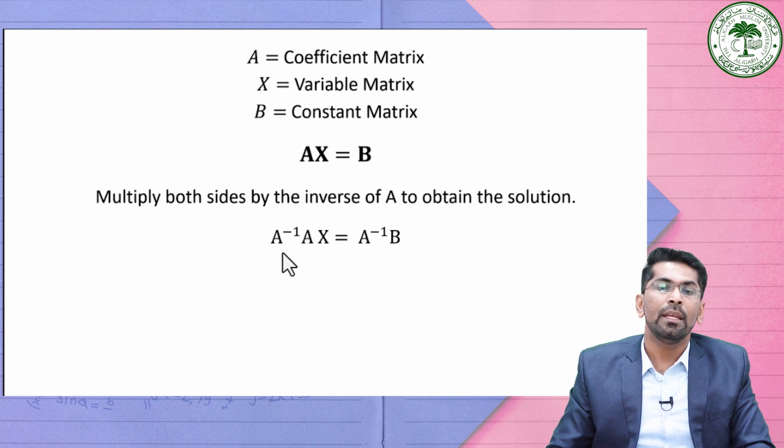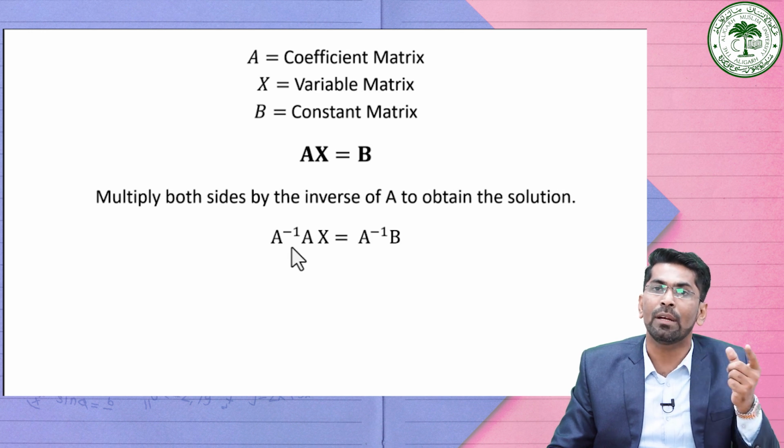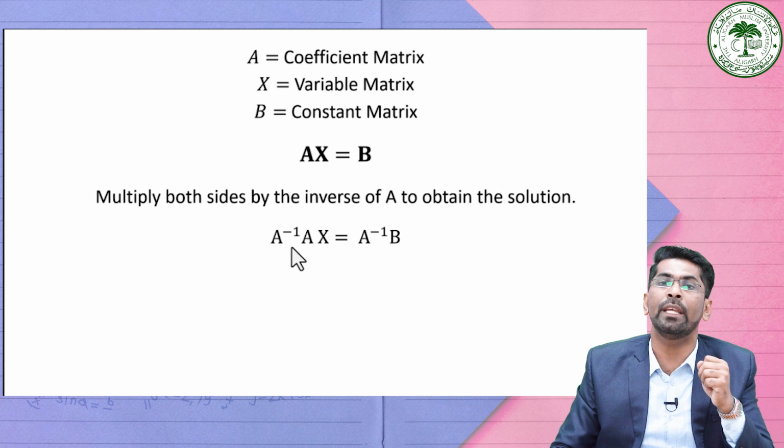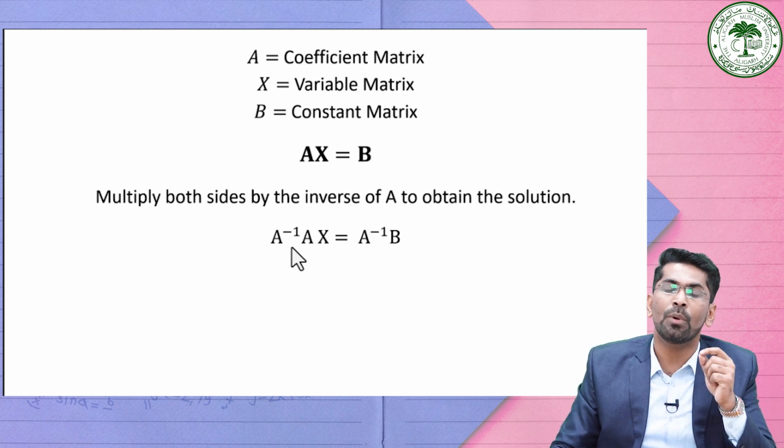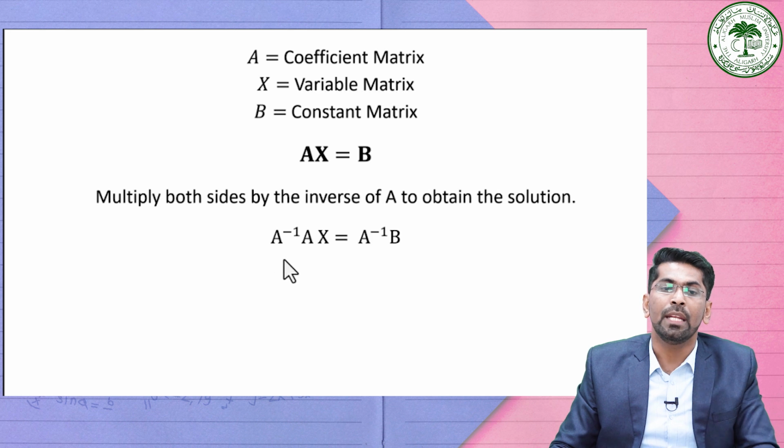Here, A inverse into A, that is the original matrix. If we take the product of the original matrix with its inverse, it provides an identity matrix, which we already proved in the last lecture while discussing the inverse of a matrix. One of the important properties of the inverse of a matrix is that the product of the original matrix with its inverse produces an identity matrix. So instead of A inverse into A, I am writing the identity matrix. So identity matrix into X, then A inverse into B.